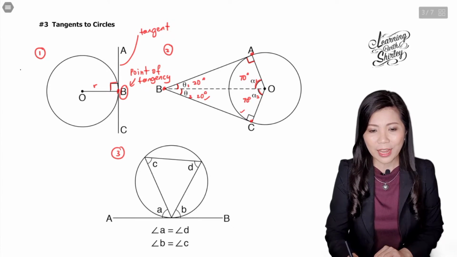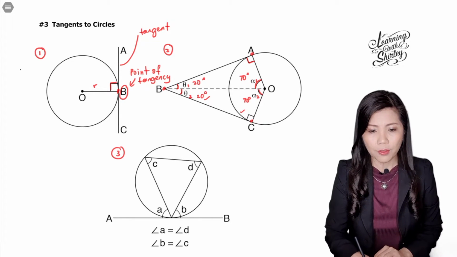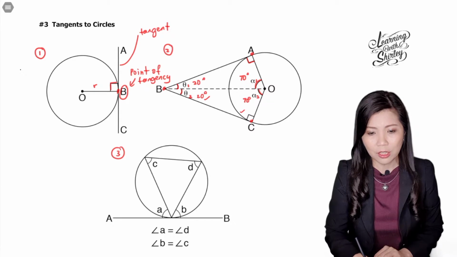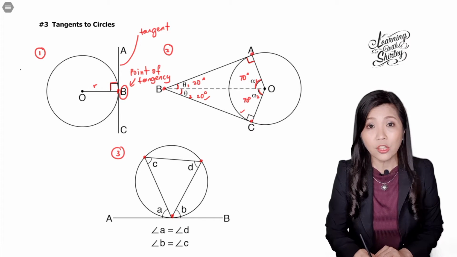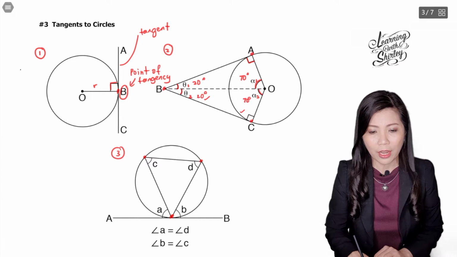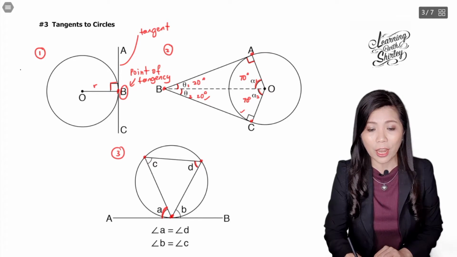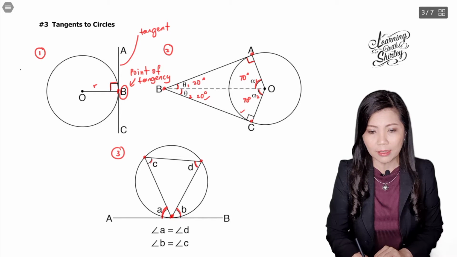Let's look at diagram number 3. If there is a triangle whereby the 3 vertices lie on the circumference, and there is a tangent AB which touches the circle at one point, therefore the angle A here is equal to D, and angle B is equal to angle C.